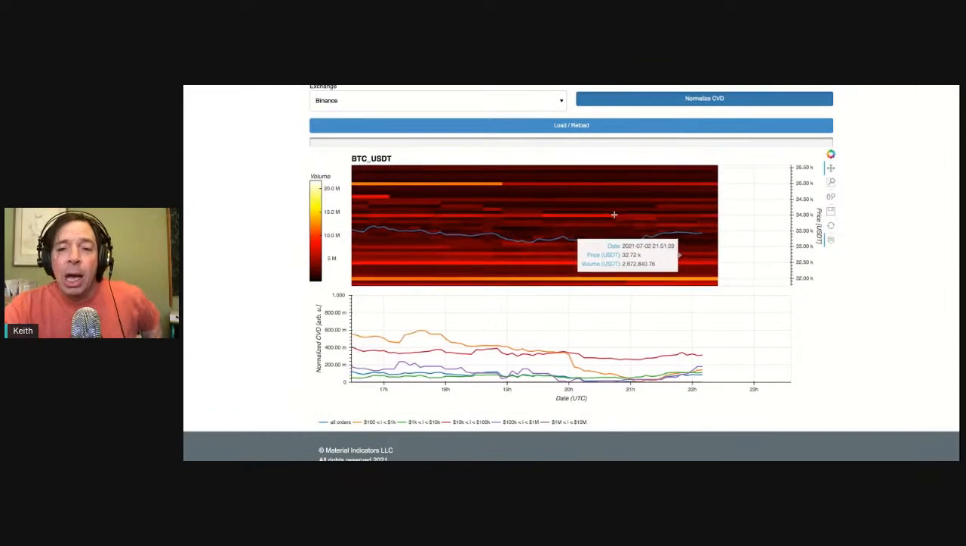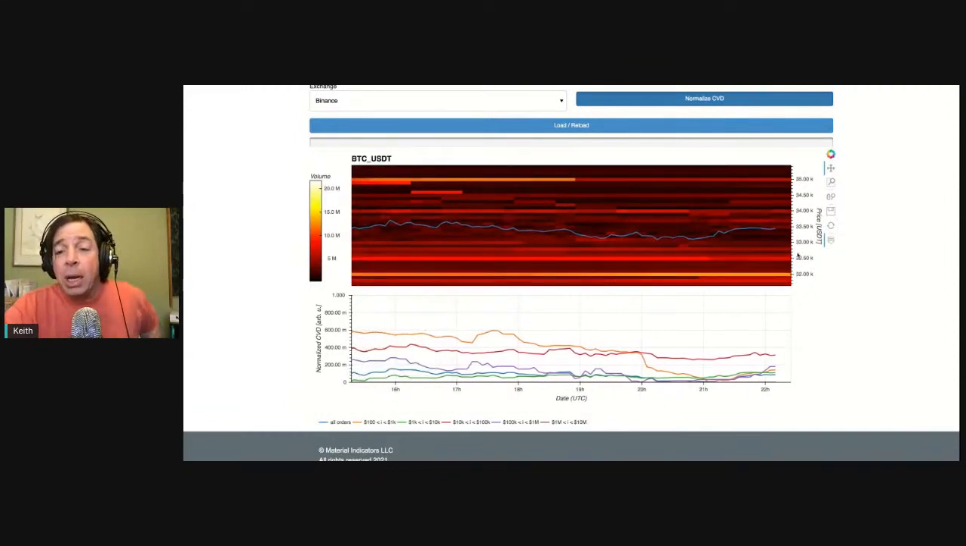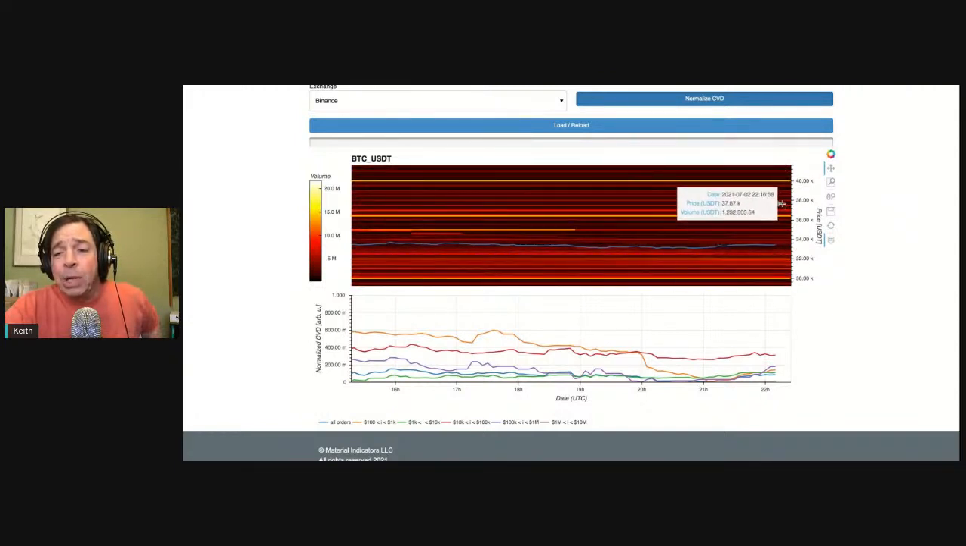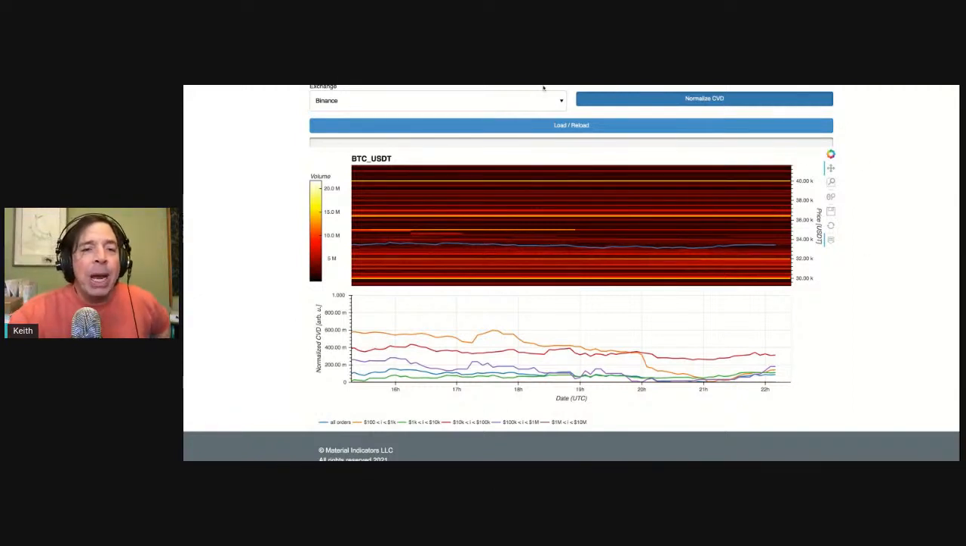Until then, I think that these giant institutions are playing it from both sides. They're using their weight, their liquidity, their bankroll to push price down to get filled down here. Once they get filled down here, guess what? They want to make money too. They want to see the market go up. So that's my analysis.